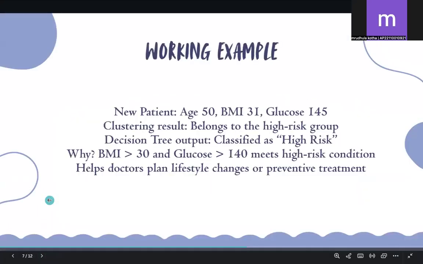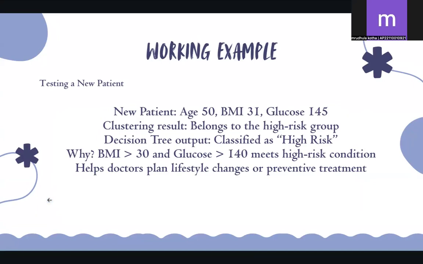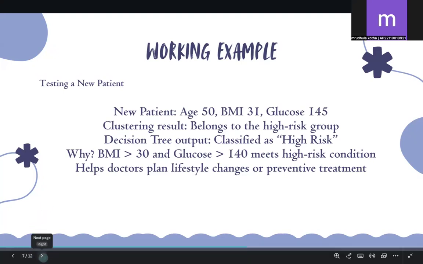Here we have a working example. Let's say a new patient comes in with age 50, BMI 31, and glucose 145. We plug this data into our models. K-means would place them in the high risk cluster, and the decision tree also classifies them as high risk because both BMI and glucose are above our threshold. This shows how even basic health info can be used to identify risk early and recommend preventive actions.